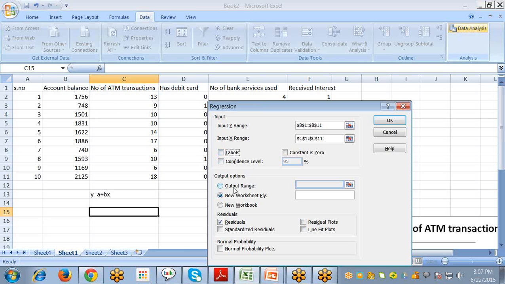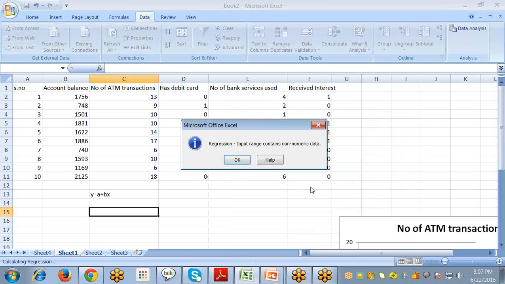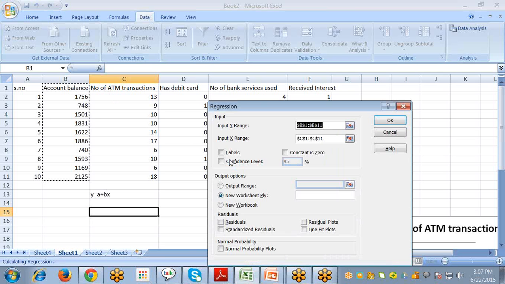If I uncheck this box and then click OK, it shows an error that the input range contains non-numeric data. That means I have selected cells which do not have numeric data, they are labels, and I just unchecked the labels. So it is required to check Labels if you are selecting these cells also.